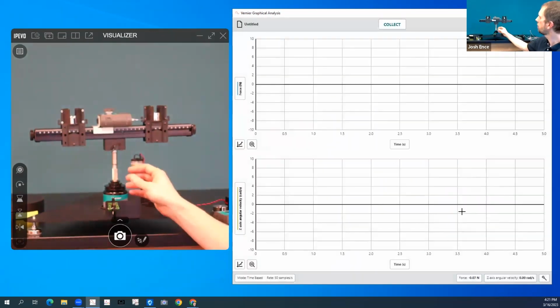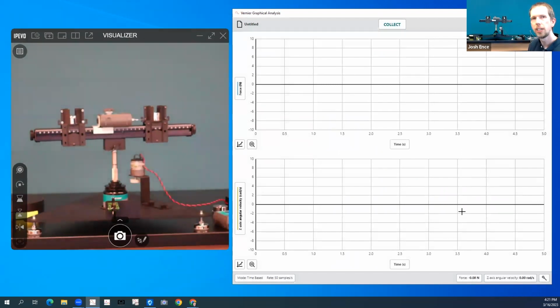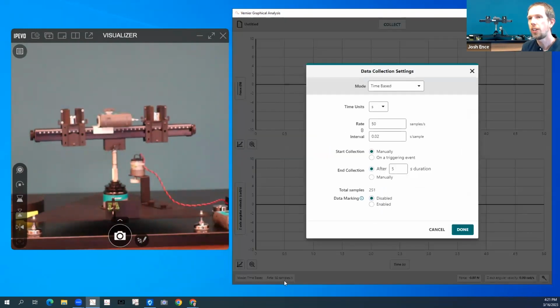So what I'm going to do here is spin it up and then hit collect, and I'm just going to let it naturally slow down. I want it to slow down. I want to see a pretty big change in velocity. So I'm going to change my data collection, not the rate, but the duration. Rather than the default 5 seconds, I'm going to change it to, say, 30 seconds.